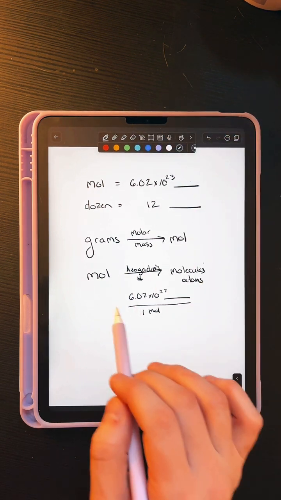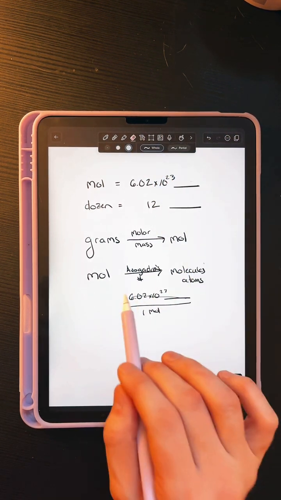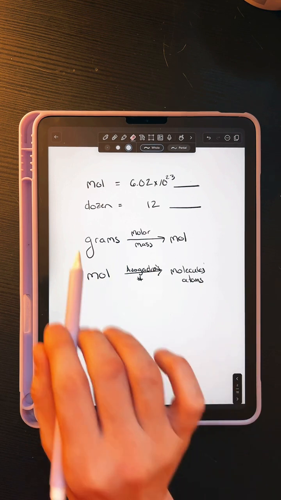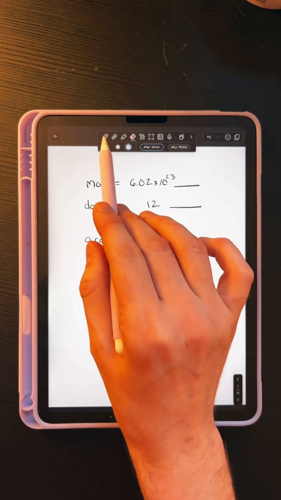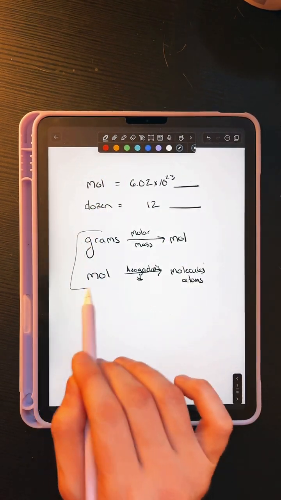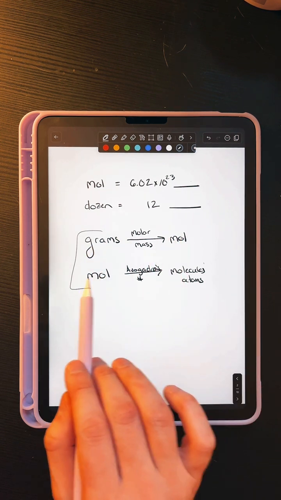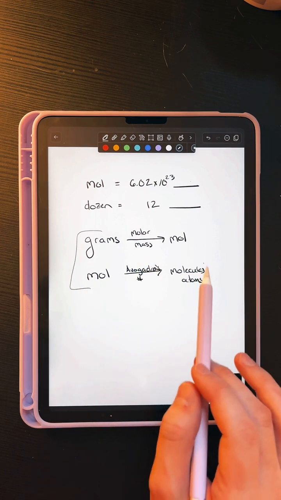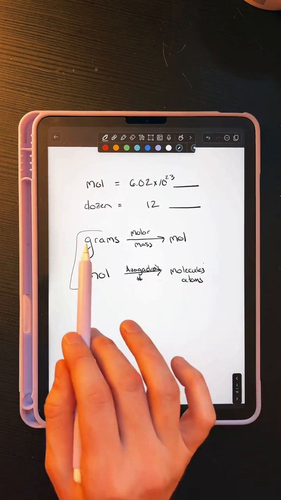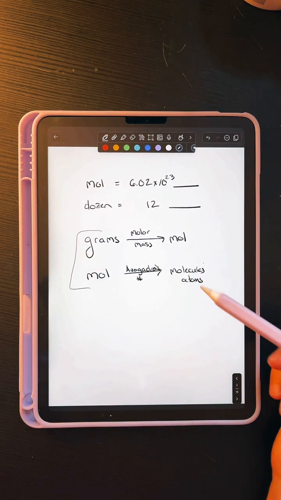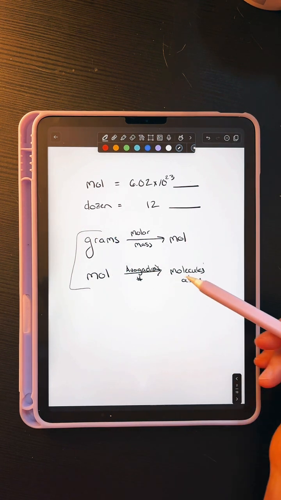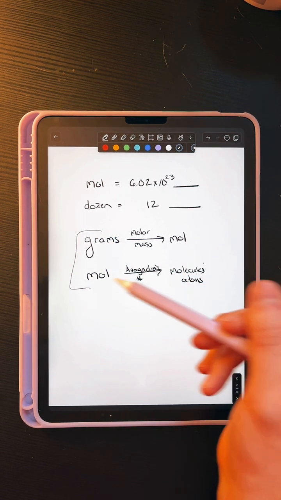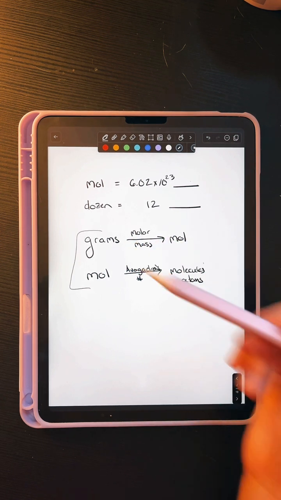So these two conversions are going to be very, very helpful when we do a bunch of calculations. As we go from grams to moles, moles to molecules, we can then go backwards. Like let's say we have a number of atoms, but we want to know how many grams that is. We just follow the trend. We go using Avogadro's number from atoms to moles, and then moles to grams.